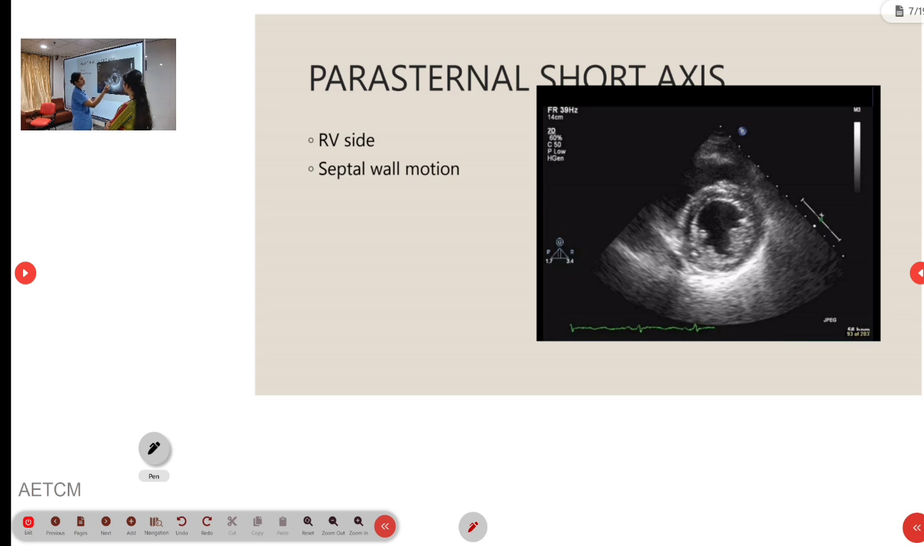Here the walls are septal, anterior, lateral and inferior. If there is any RWMA, any regional wall motion abnormality, we can see it this way and know which wall is not moving. And you can see the contraction. If everything is approximating properly, then that means it is good LV function.